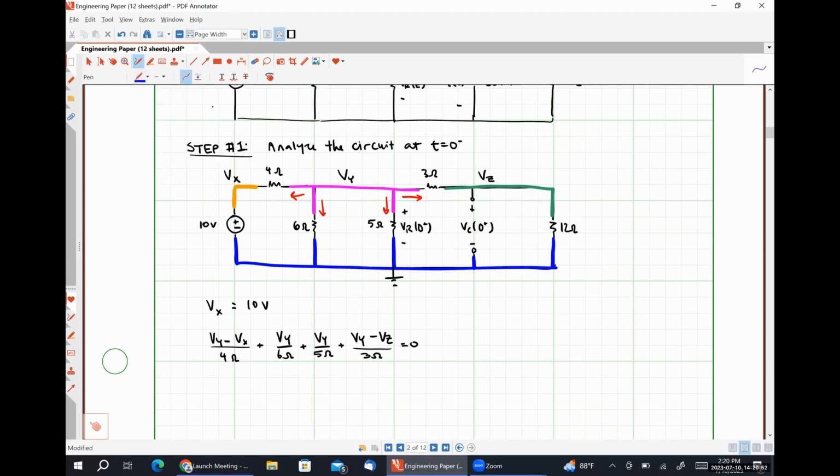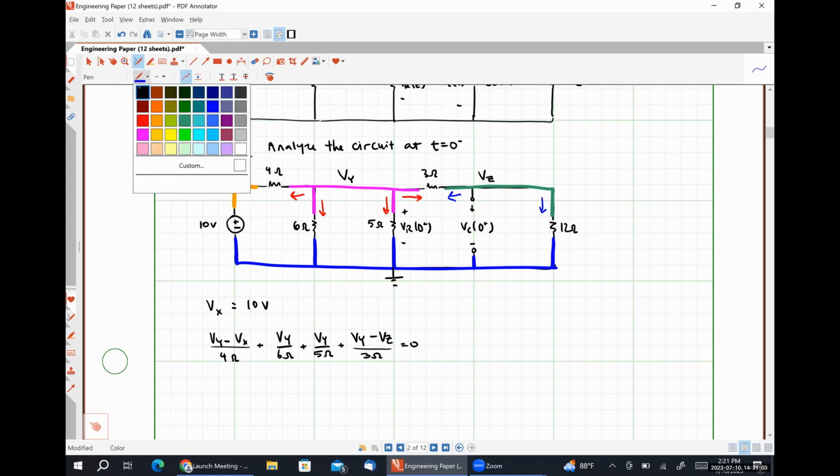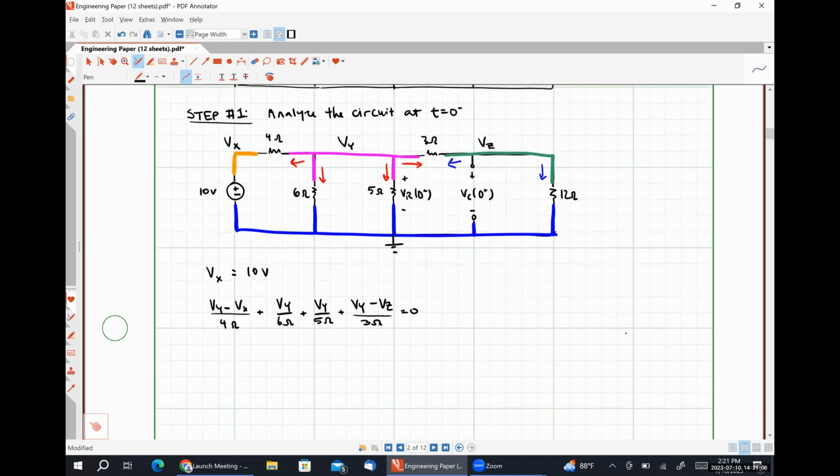I'm going to have a KCL equation at node Z where I'm going to add this current and this current together, there will be no current flowing down through the capacitor since it's an open circuit. So that's going to look like VZ minus VY over 3 plus VZ over 12 ohms. And I'm going to solve this system. Vx is obviously going to be 10 volts. Can't do Vy and Vz in my head, so give me a moment to throw this into a calculator.